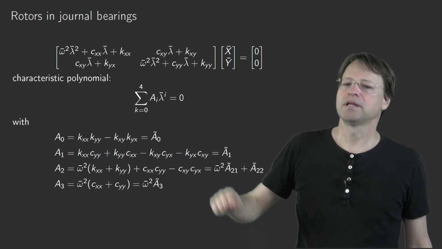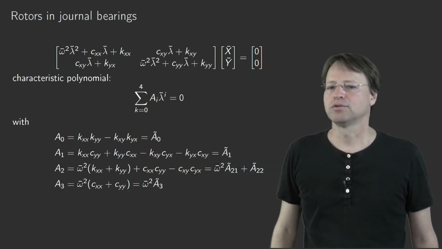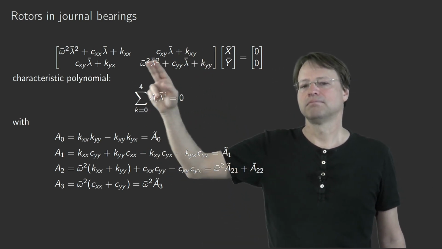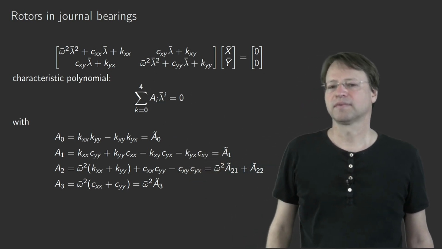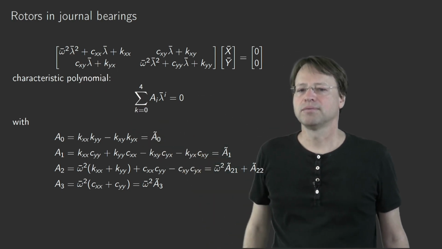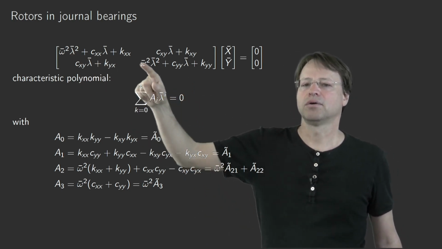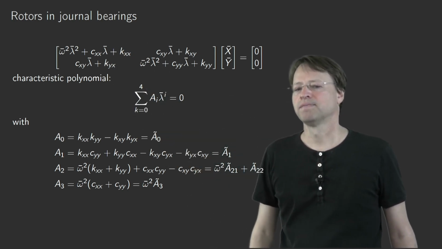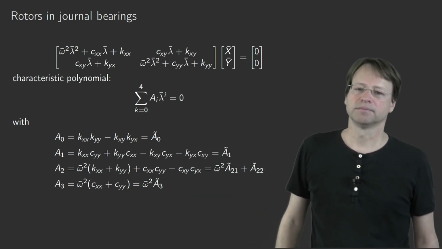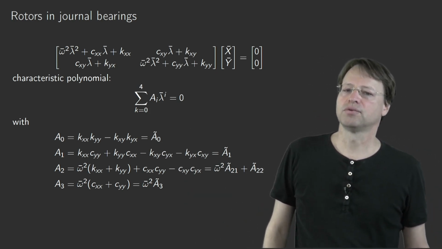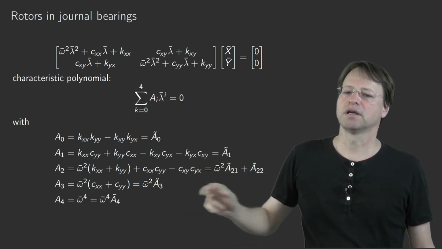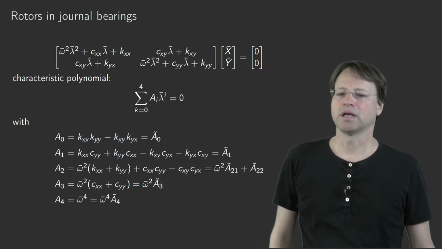A3 is obtained by multiplying a stiffness term with a damping term, and there is no chance for the off-diagonal terms with these dampings. The maximum order you would get here is lambda in second power. So we get omega bar squared multiplied by cyy and omega bar squared multiplied by cxx. This is then written as omega bar squared A3 tilde. Finally, A4 is obtained by multiplying the two inertia terms, so it's just omega bar 4. You could write an A4 bar there, but it is simply 1.